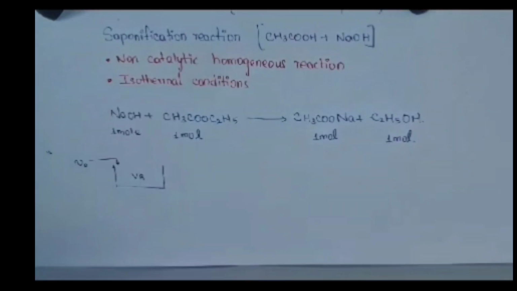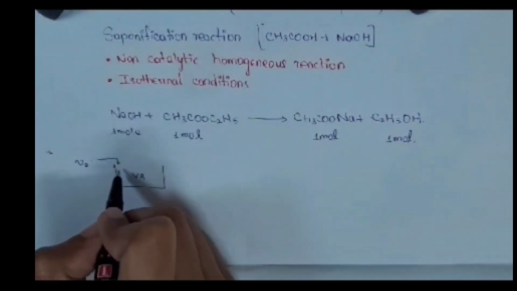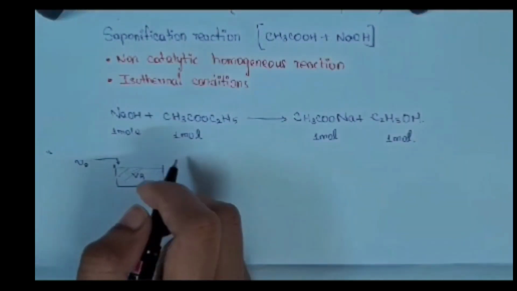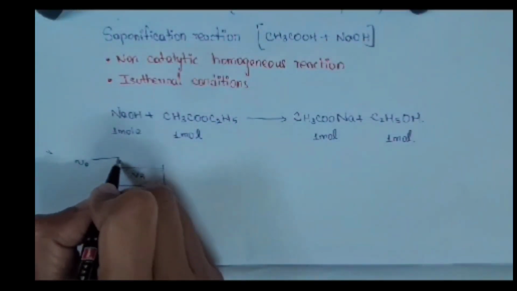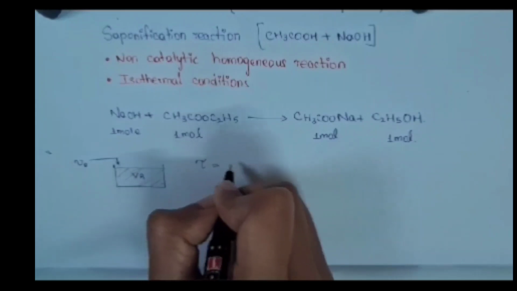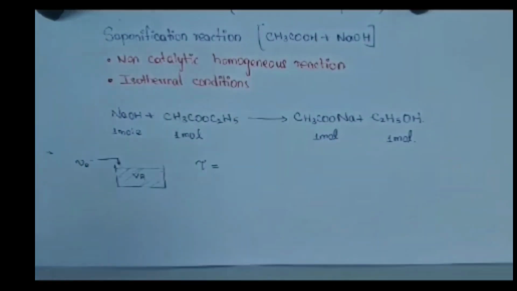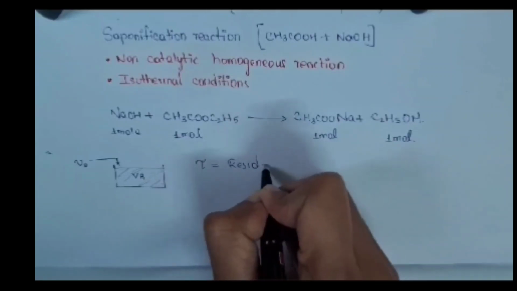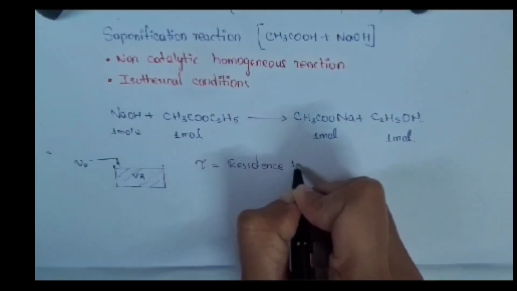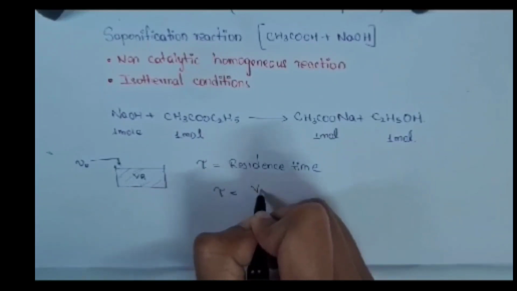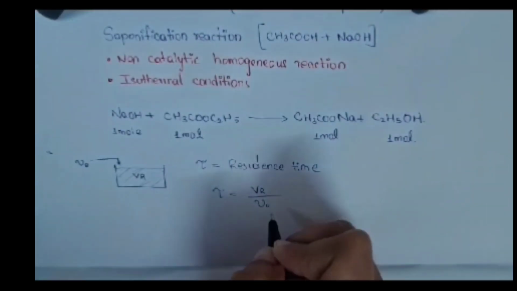Now let us consider a reactor with a total volume of liquid inside the reactor VR, and the sum of the flow rates of the reactants entering the reactor is v0. Tau is the residence time, the average time a reactant molecule spends inside the reactor. It is calculated as τ equals reactor volume divided by volumetric feed rate.